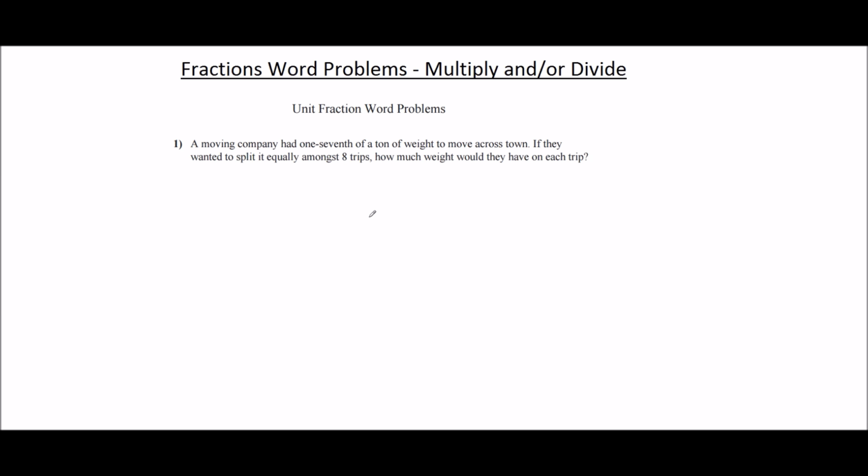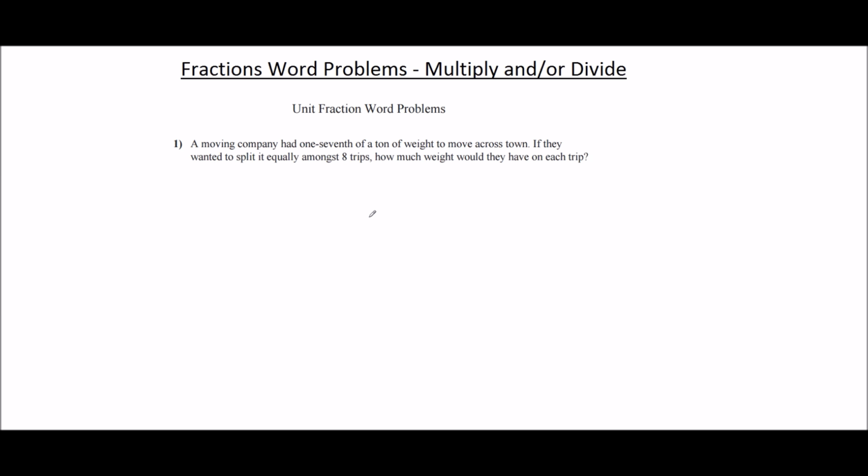So staying on that same worksheet, the unit fraction word problems worksheet, this is number 1. It says, a moving company had 1/7 of a ton of weight to move across town. If they wanted to split it equally amongst 8 trips, how much weight would they have on each trip?